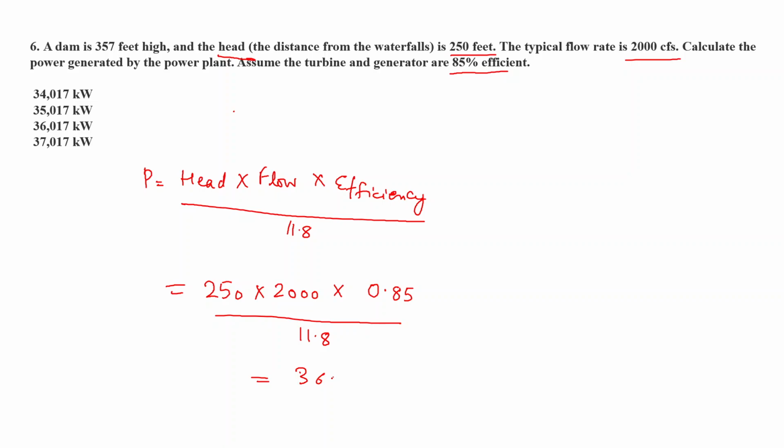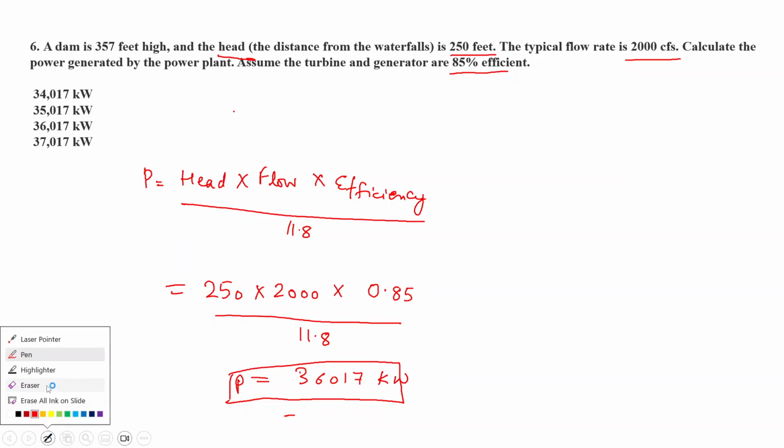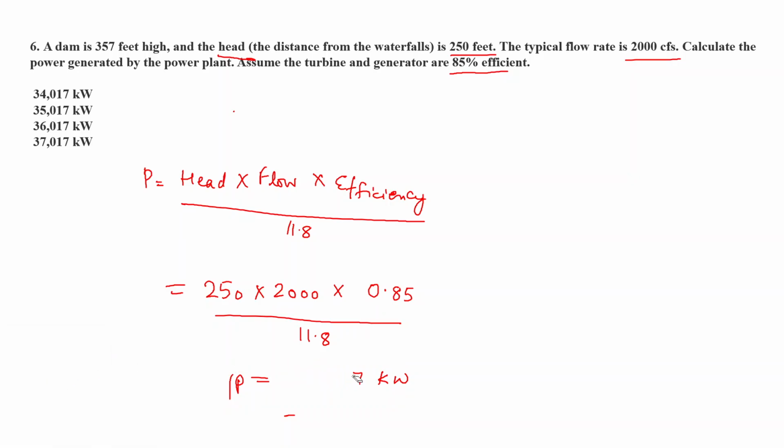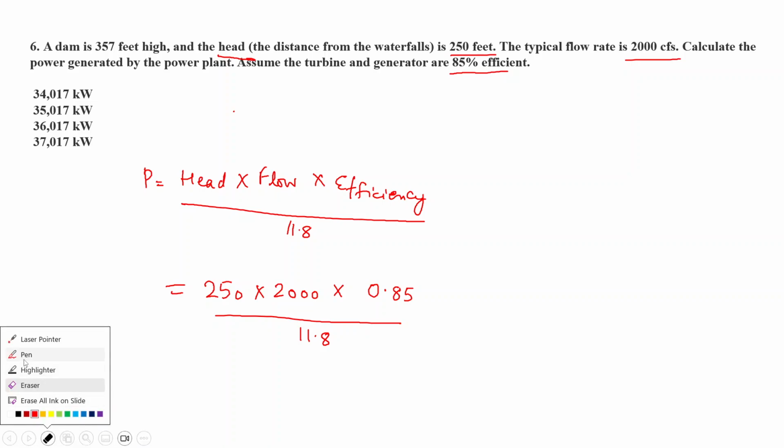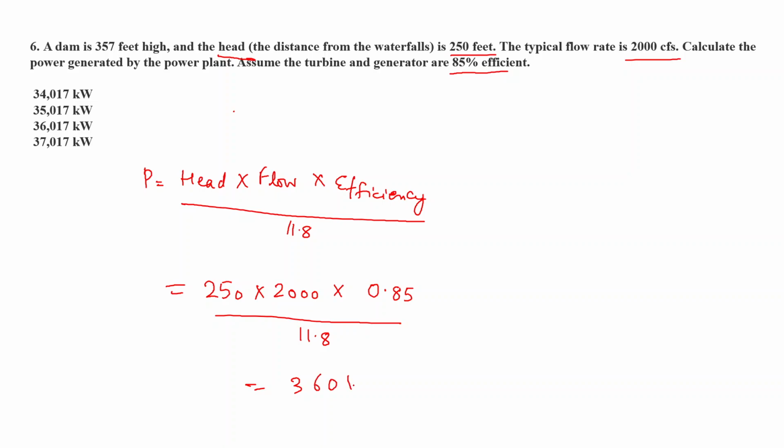36017. Okay, it is 36,017 kilowatt, the power generated by the plant. This is our answer.